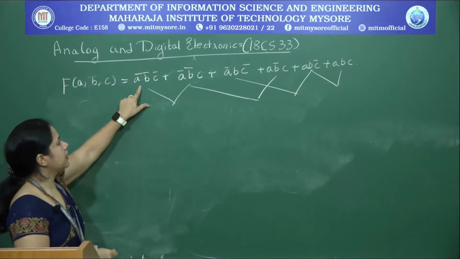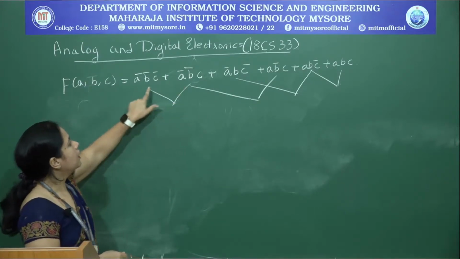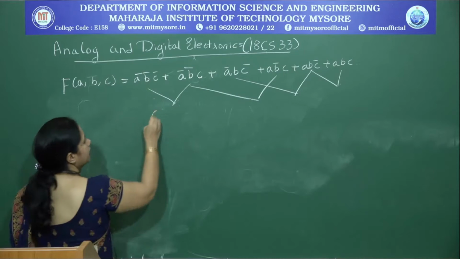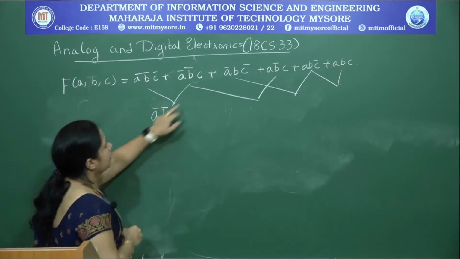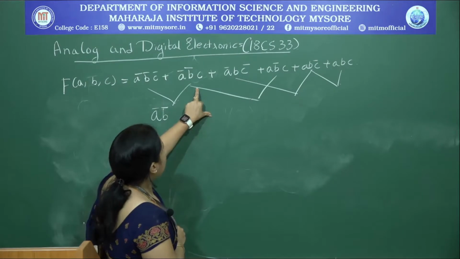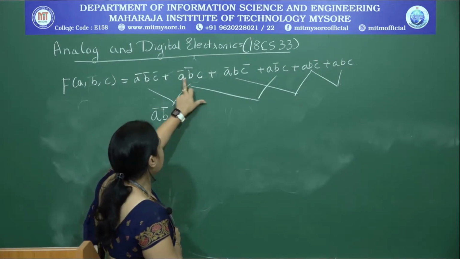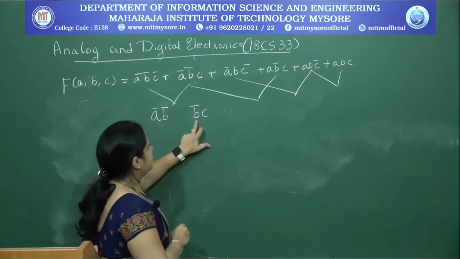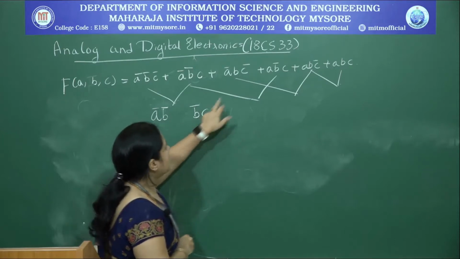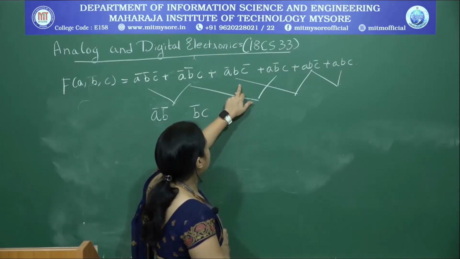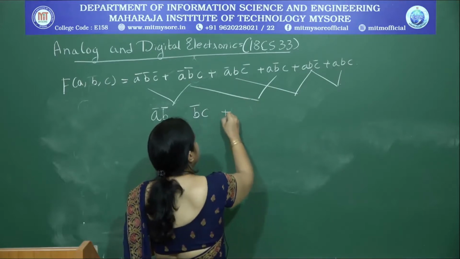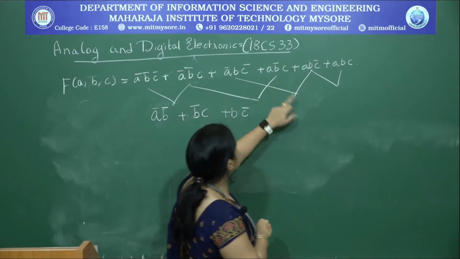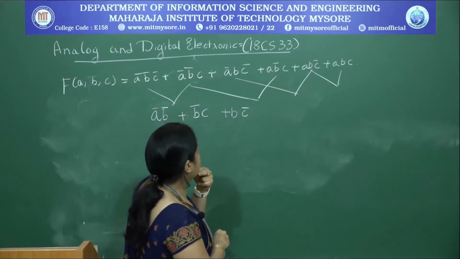So, if you can see here A bar B bar C and A bar B bar C bar, we have A bar B bar common and C gets eliminated, resulting in A bar B bar. And coming to this combination, we have B bar C common, A is eliminated. These two terms get reduced to B bar C. And coming to this combination, we have B C bar common, so it reduces to B C bar. And the final term is A B C.